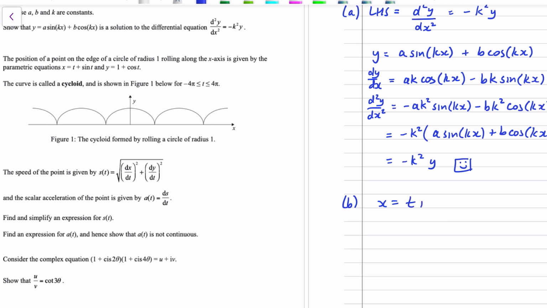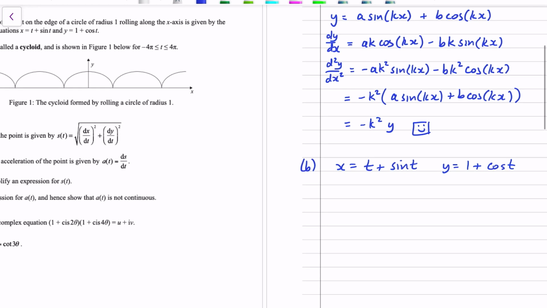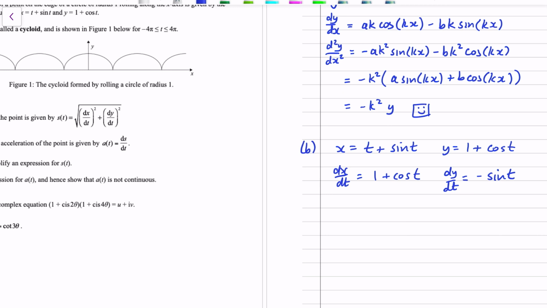The first mark is probably just for substituting these equations into the expression and doing something with them. So if I substitute into the speed equation, I need to differentiate both of these. dx/dt is equal to 1 plus cosine of t, dy/dt equals minus sine of t. I need to square them. Okay, we're subbing into this thing here, so I need to square these, add them, square root.